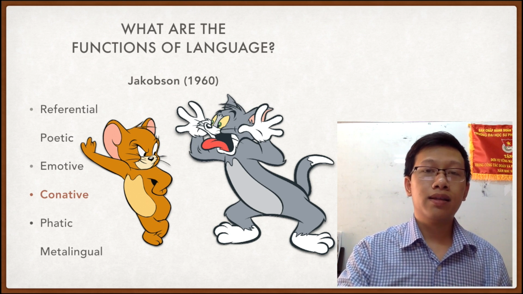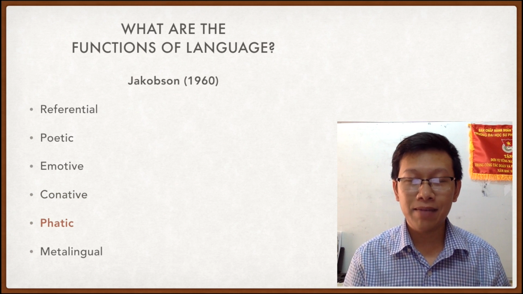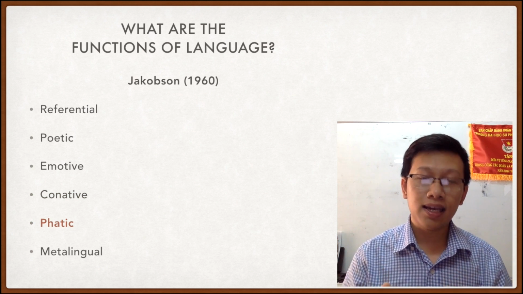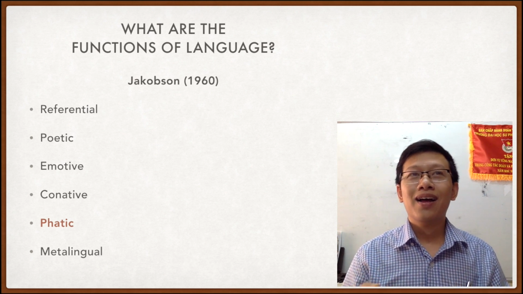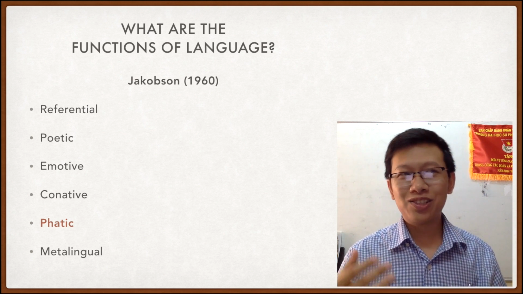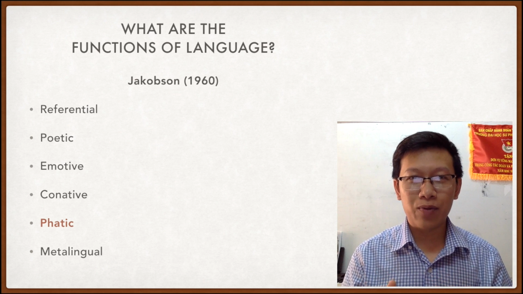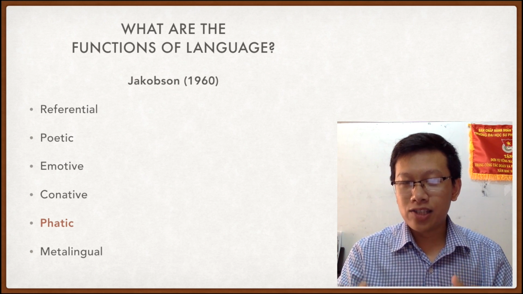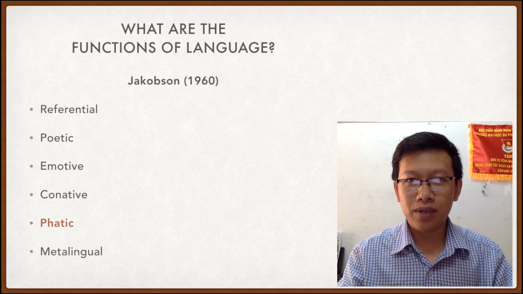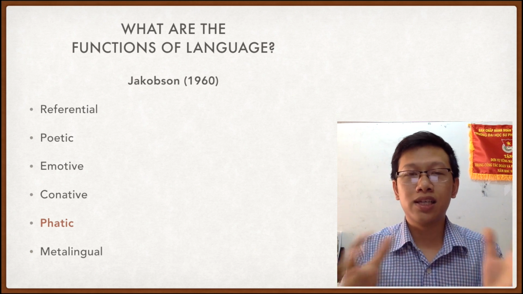Conative use. The next use of language is phatic. Not emphatic, but phatic. When we say phatic, it relates to, let's say, interaction. The interactional aspect of language. And when we say interaction, we mean over the course of communication, we have to address another person. We have to say hello to them. We got to say goodbye to them.